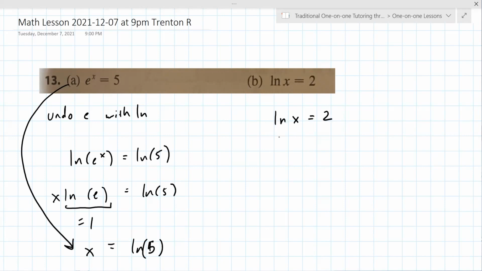So you undo ln with e. You use e on both sides of the equation. It's e to something, e to something, e to something to do that. So on the left here, there's a little bit of hand waving, but it just becomes x on the left. These undo each other. On the right, it's e squared.